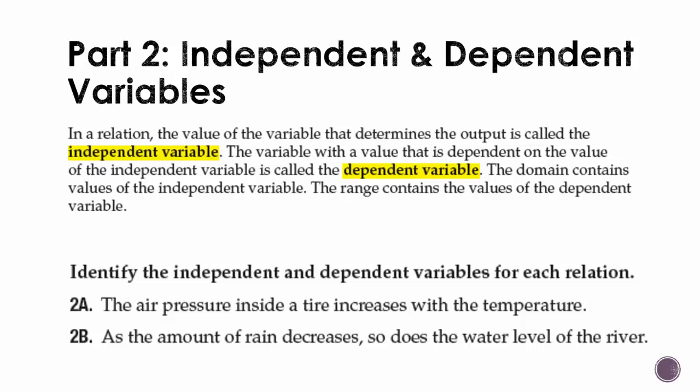Alright, so we used these words earlier, but independent and dependent variable is something you're hopefully also learning in science class right now too. But in a relation, the value of the variable that determines the output is called the independent variable. Remember, this is your x value as well. The variable with a value that is dependent on the value of the independent variable is called the dependent variable. Remember, this is your y value. Domain is independent, range is dependent.